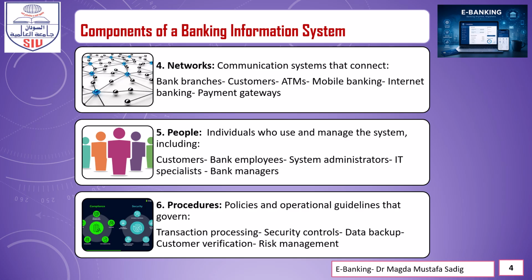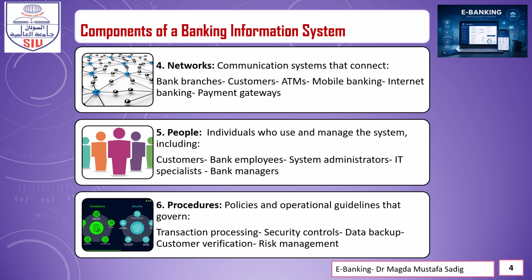For example, when a customer withdraws cash from an ATM, the ATM immediately communicates with the bank's central server through the network. Similarly, when a customer uses mobile banking, the smartphone communicates with the bank through the internet. Networks connect bank branches, ATMs, point-of-sale terminals, mobile banking applications, internet banking platforms, payment gateways, and even other financial institutions. Without reliable communication networks, electronic banking services would simply not be possible.